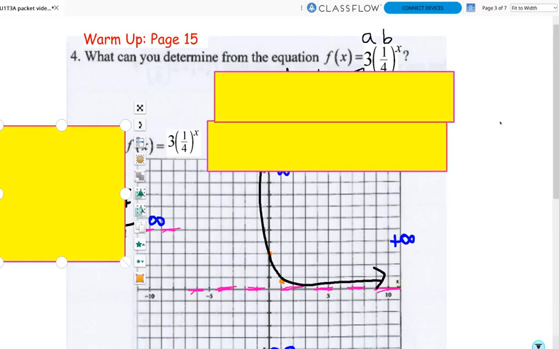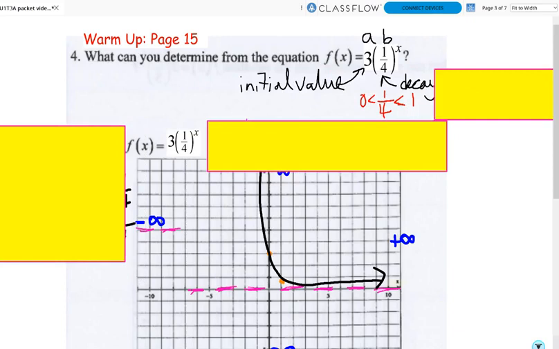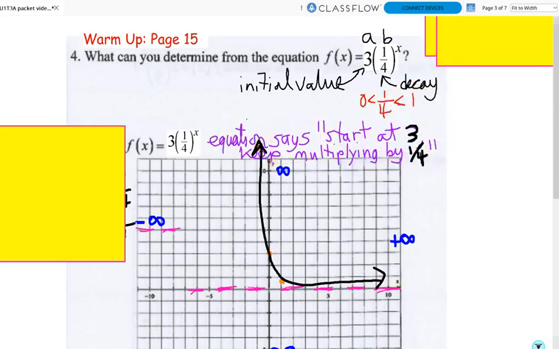As you can notice from what I labeled the equation with, I've labeled A and I've labeled B. A is the initial value, otherwise known as the y-intercept, and B is the growth or decay factor. I know that this is a decay factor because it happens to be a fraction between 0 and 1. Therefore, it is a decreasing function. This equation should be read as starting at the number 3, keep multiplying by 1/4.